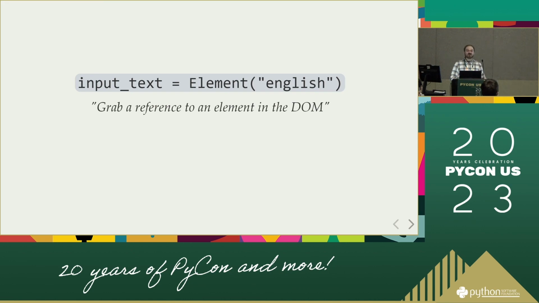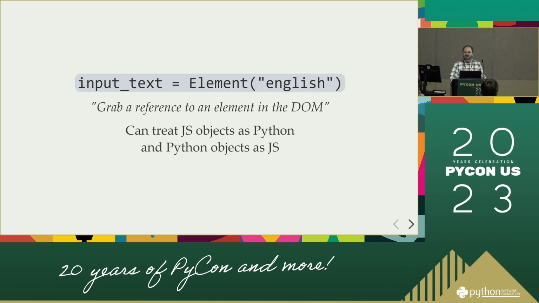This line is actually magic in a cool way, because the element in the DOM is represented in JavaScript, and we're working with it in Python. How the heck is that possible? We get the ability to basically treat JavaScript objects like Python objects, and vice versa. We can treat Python objects like JavaScript objects. And so that's what this first part is going to talk about.